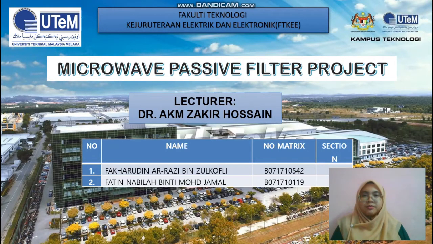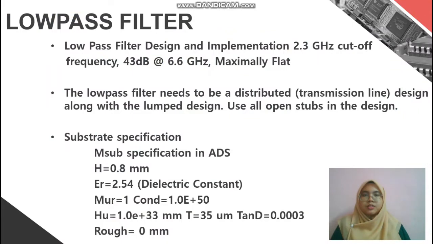I'm going to present my part, the low pass filter, for our microwave passive filter project. I have to design a maximally flat low pass filter with a cut-off frequency of 2.3 GHz and 43 dB insertion loss at 6.6 GHz. There are two types of design: the first is a low pass filter using lumped elements, LC, inductor and capacitor, and the second is a low pass filter using a distributed transmission line design.